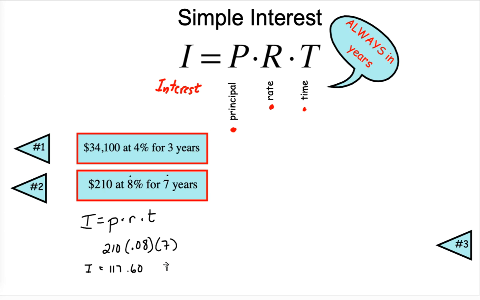Your total repayment would be to take $210 and add on the $117.60. So you would have repaid $327.60. Now, only you can decide if that's a good deal or not. Me? Not a good deal. There's no way I'm paying almost 50% of what I've ever borrowed back in interest. No, thank you.